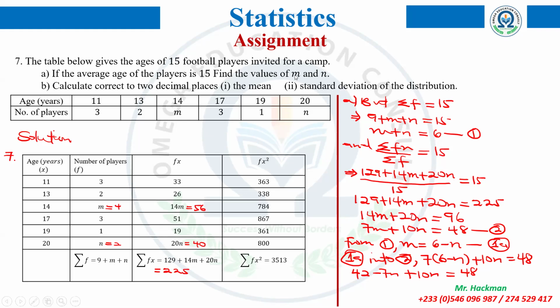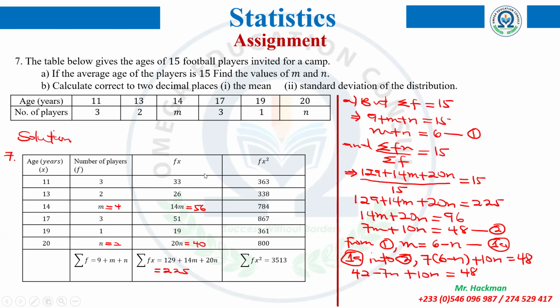Once you have 2 unknowns, we have to give you, either directly or indirectly, 2 pieces of information or 2 relationships that will help you generate an equation each. So 2 equations to solve for the 2 unknowns. The first one comes from the total number of players: the sigma f should always give you 15. And also your average, the mean, should give you 15. This is the information that you rely on.